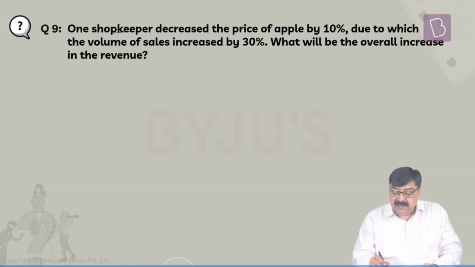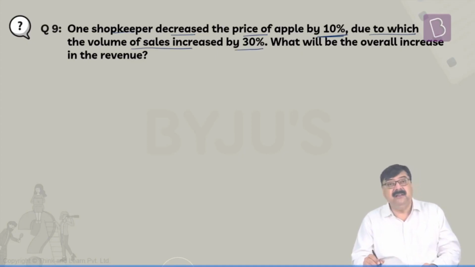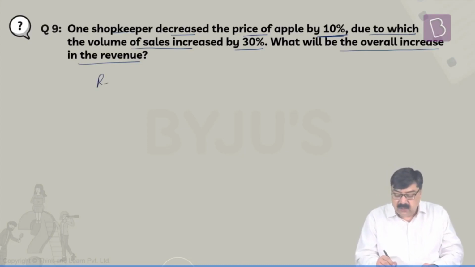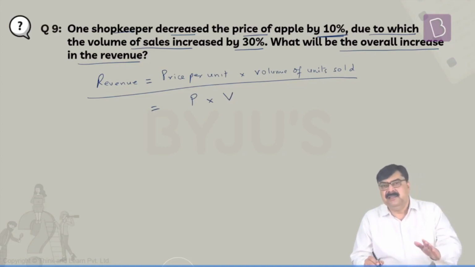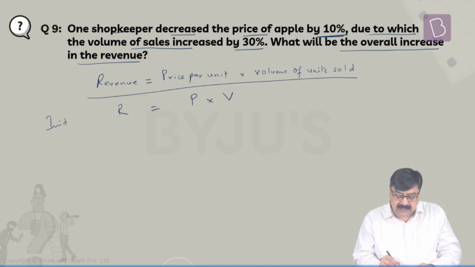Now, one shopkeeper decreased the price of apple by 10%, due to which the volume of sales increased by 30%. Now, what will be the overall increase in the revenue? Now, see, what is the general form of expression for finding out revenue? It is nothing but price per unit into volume of units sold, isn't it? Now see, price per unit initially was P, let us say, and volume was V. Now this represents the revenue. So this is what happened initially.